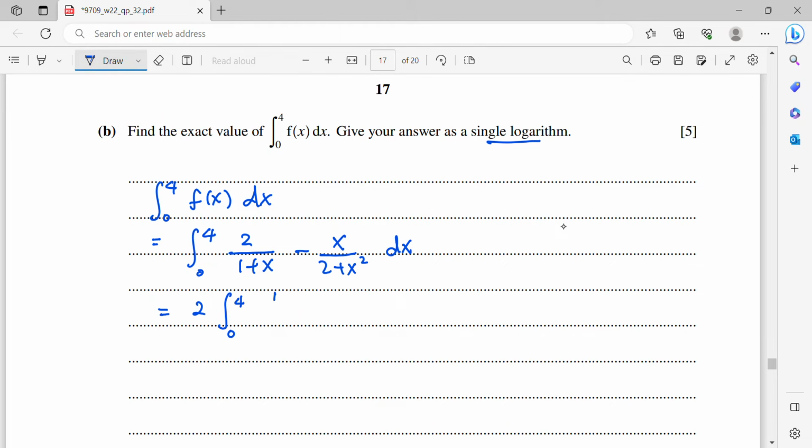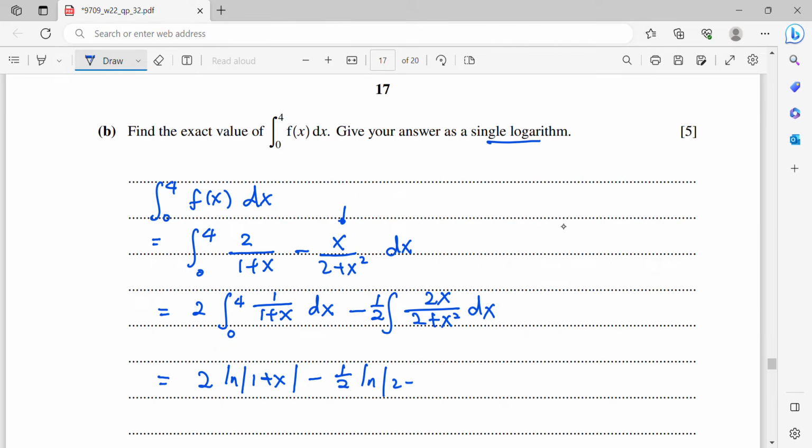0 to 4, 1 over 1 plus x dx. I split it into 2 integrations, and for the second term, it's the same. I'm going to use the ln. Right, so when I differentiate 2 plus x squared, it's going to be 2x, but then here you are just getting x, so it means that we need to multiply another half, okay, in order to get the ln. So for the first integration, it is going to be 2 ln 1 plus x. I'm going to combine the limits. Then minus the second integration is half ln 2 plus x squared.